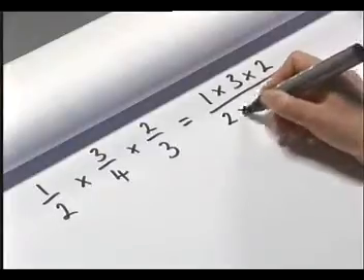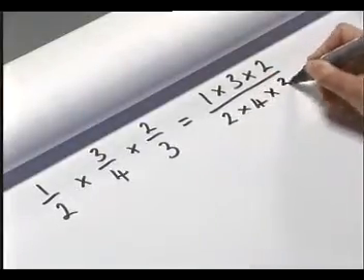Let's look at one more, this time involving 3 fractions. So let's have a half multiplied by 3/4 multiplied by 2/3. Exactly the same process as before. We're multiplying fractions, so we multiply their numerators. Doesn't matter how many there are. So it's 1 times 3 times 2. And we multiply their denominators. So it's 2 times 4 times 3.